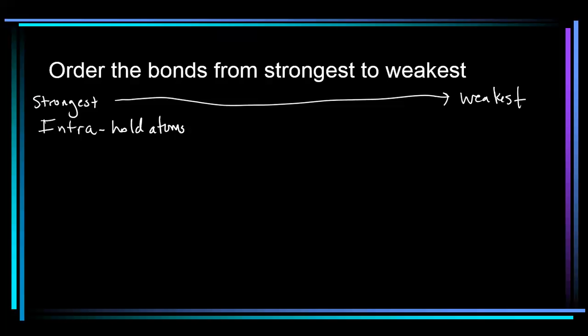In our analogy yesterday, they would be the bonds that hold Ruth's arms to her trunk, or her head to her trunk, or her legs to her trunk. Those are pretty strong bonds. Intermolecular bonds are much weaker, and they hold molecules together. This would be the affection that Ruth has for Morgan. That friendly, I like you, you're a good friend type of affection.